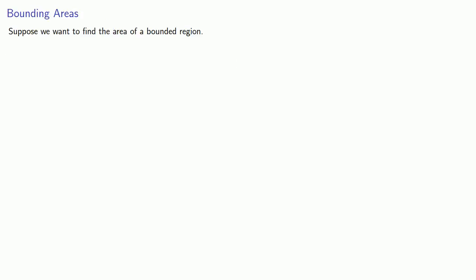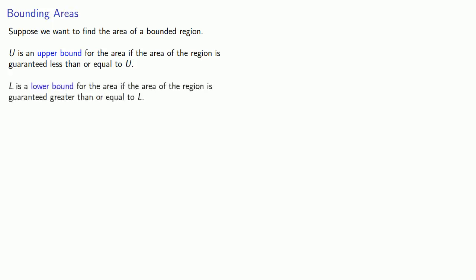So if I want to find the area of a bounded region, one thing we can do is to find bounds for that area. So we'll introduce the following terms. U is an upper bound for the area if the area of the region is guaranteed less than or equal to U. Likewise, L is a lower bound for the area if the area of the region is guaranteed greater than or equal to L. The closer U and L are to each other, the more precisely we know the area of the region.